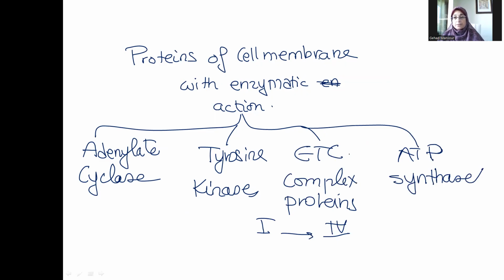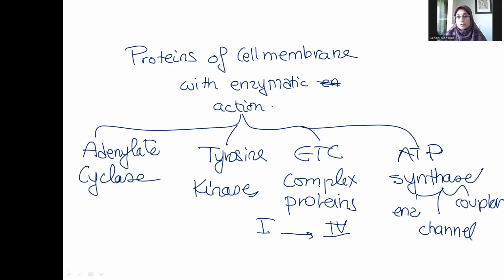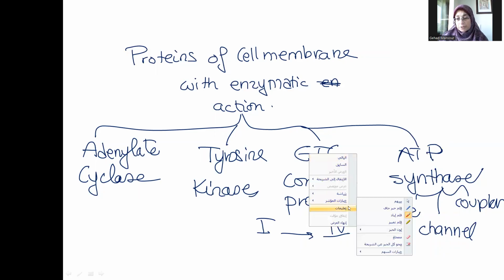The ATP synthase enzyme, of course, as you know, has an enzymatic function. The ATP synthase is not only an enzyme, but it is a channel for the hydrogen ions, and it is a coupler because it couples oxidation with phosphorylation, and it couples endergonic with exergonic processes. What's the final stage in the electron transfer chain now that we have transferred the electrons?